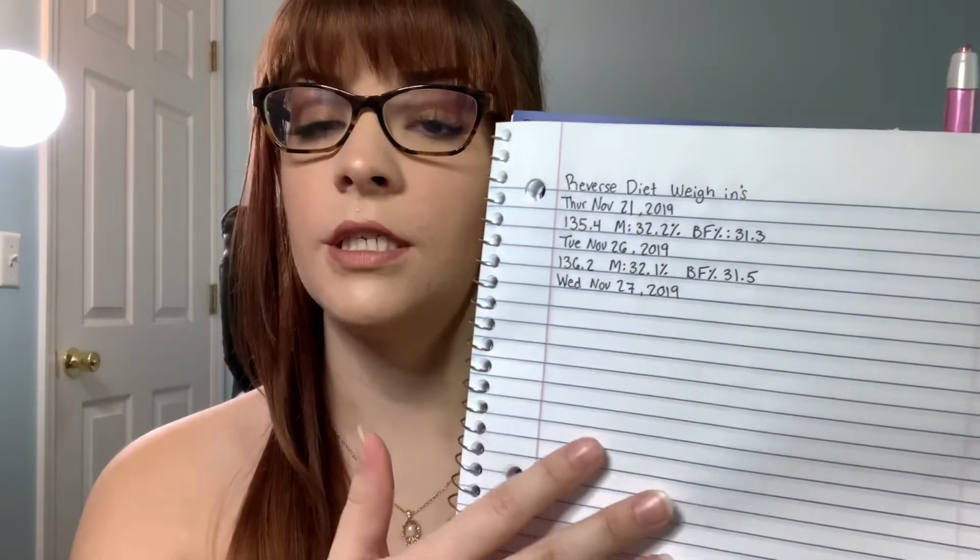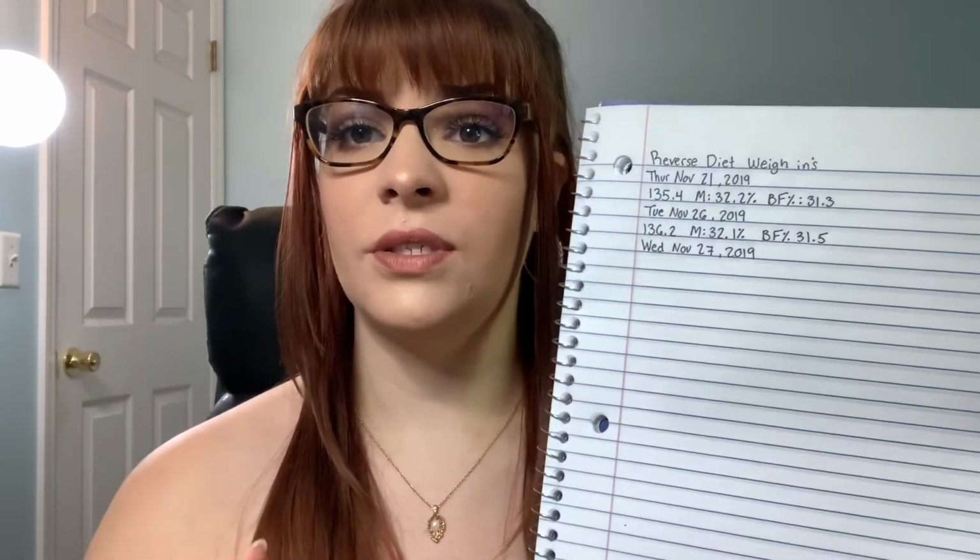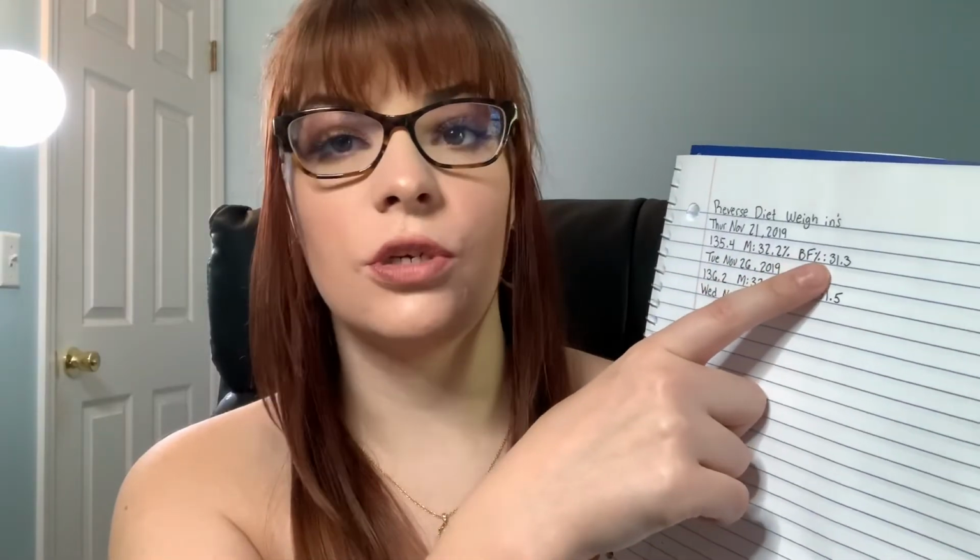Then I have my weight. This is how I'm going to be tracking my weight. My scale I got from Amazon. I can link it down below, but it tells you your body fat composition, your body fat percentage, your BMI, and your water fat percentage. So that is why I am 0.2, body fat was 31.3. Tuesday, November 26th.